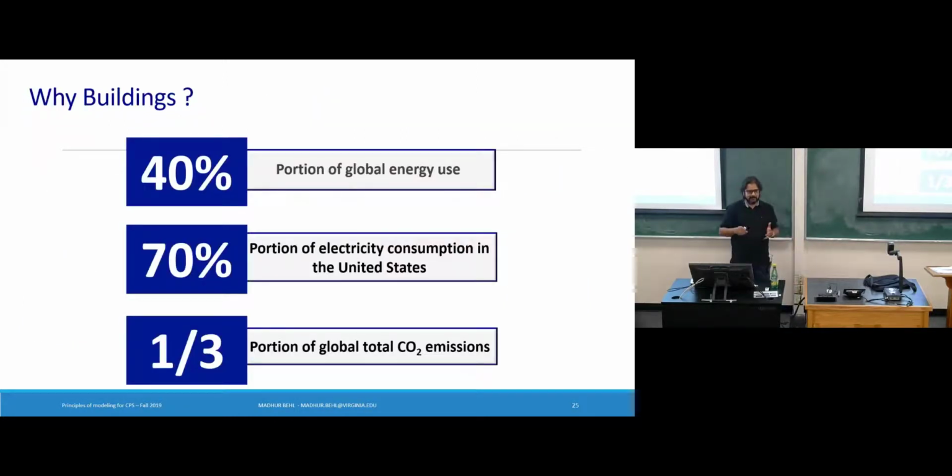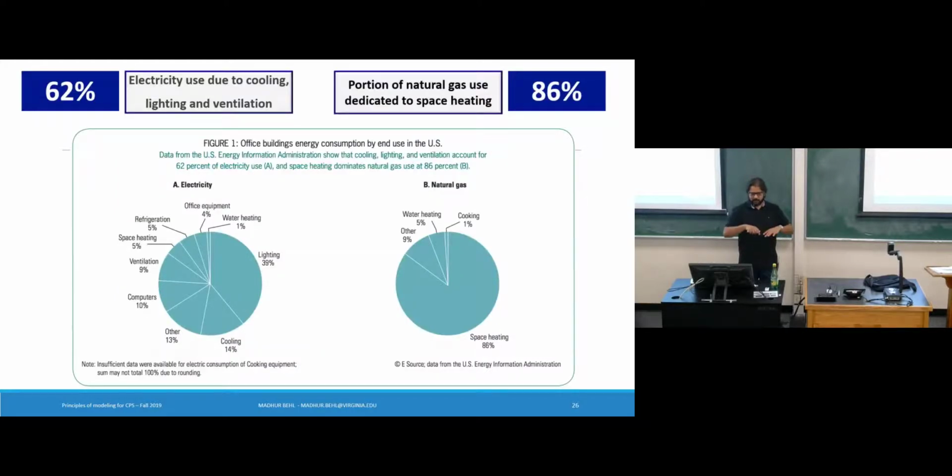So we've already seen this. I won't, again, spend too much time convincing you why we choose to focus on buildings, mostly because they are responsible for the largest piece of the pie when it comes to global emissions and electricity consumption, and even energy consumption in particular.